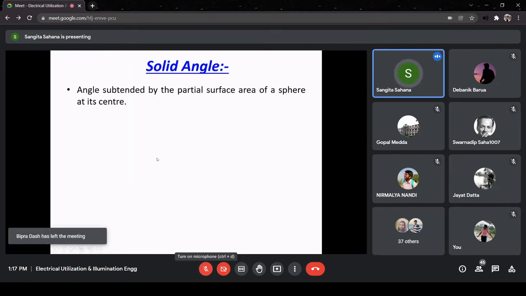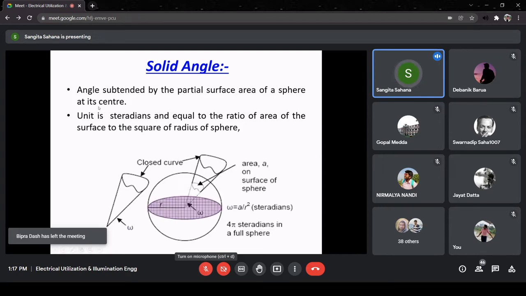So what is solid angle? This is the angle subtended by the partial surface of a sphere at its center. If you want to find the angle subtended by this closed curve at the center of the sphere around this surface, this entire angle, this is the solid angle. The unit is steradian and equal to the ratio of the area A by R square. Omega is A by R square, the unit is steradian. So what is the solid angle for the entire sphere? It's 4 pi R square by R square, so 4 pi. So 4 pi is the solid angle subtended by the entire area of the full sphere.